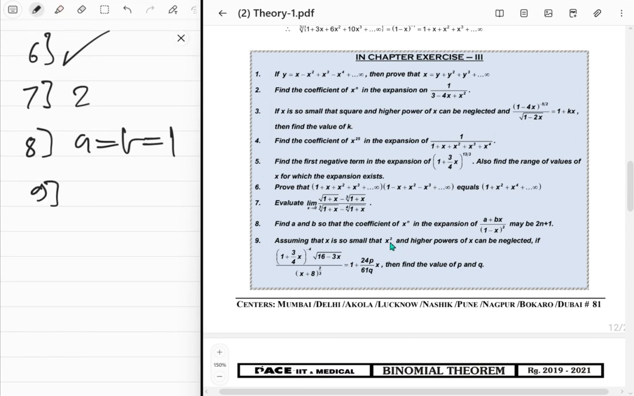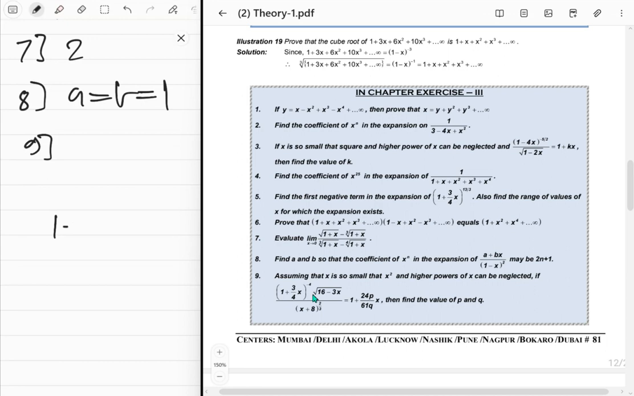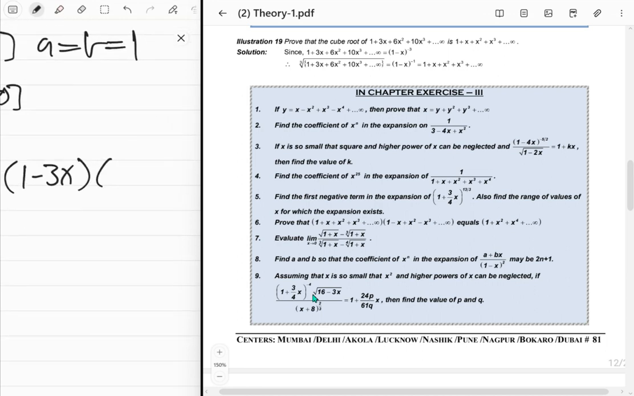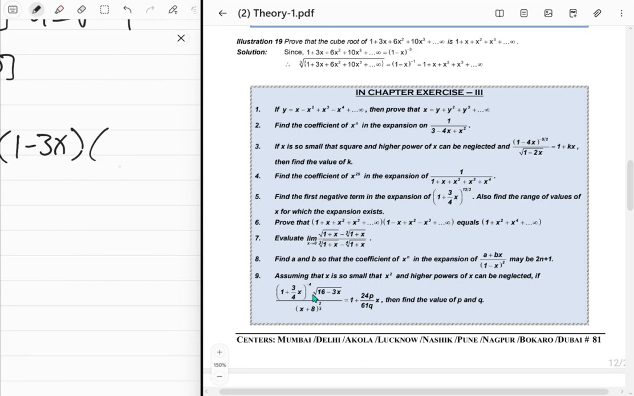Assuming that x is so small that higher powers of x can be neglected, if this is equal to this, then find the value of p and q. Fine, linearize this thing. I get it. So, well, that's just negative 4. It's gonna be 1 minus 3x. And this guy is just, well, it's 1 upon 2, right? Oh, you got a 16 over there. Take that out before doing anything. So 4, and then you got 1 minus 3x upon 16, but half of that actually. So 1 minus 3 upon 32x.